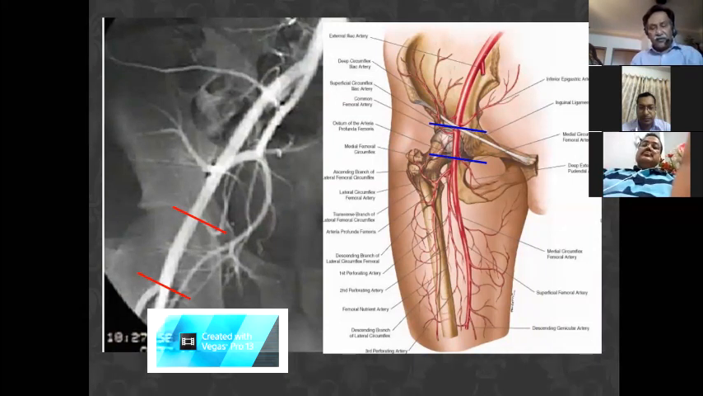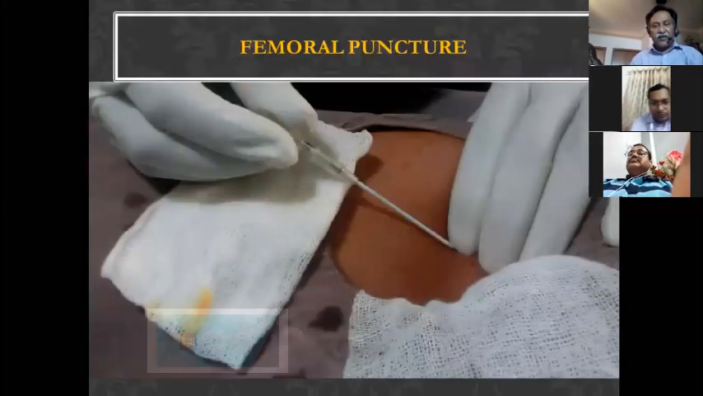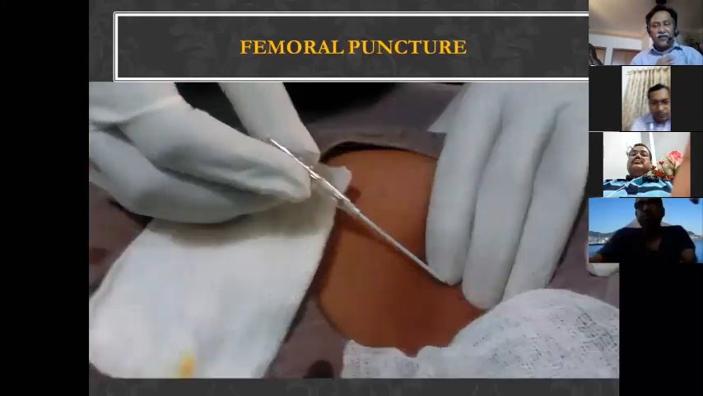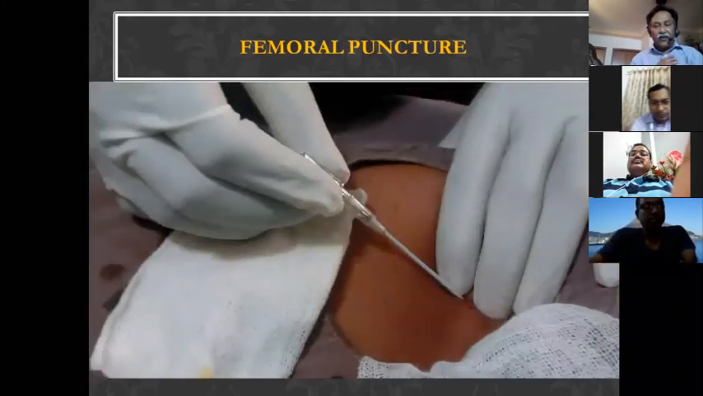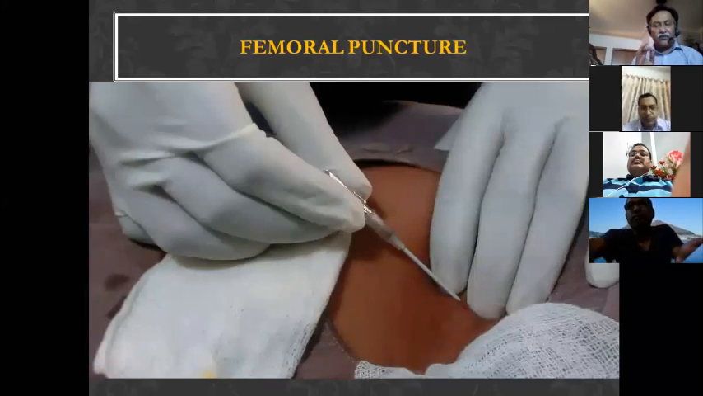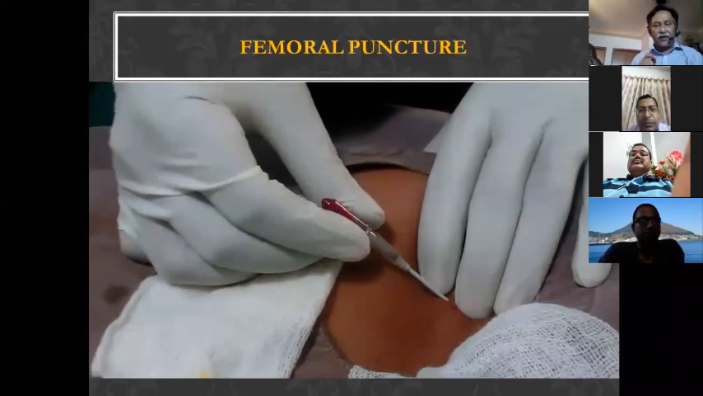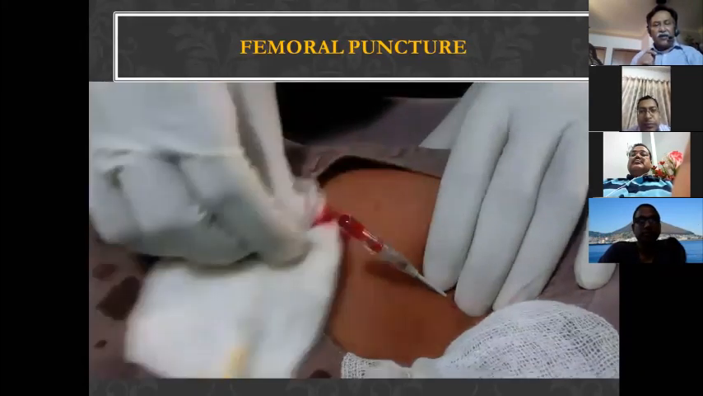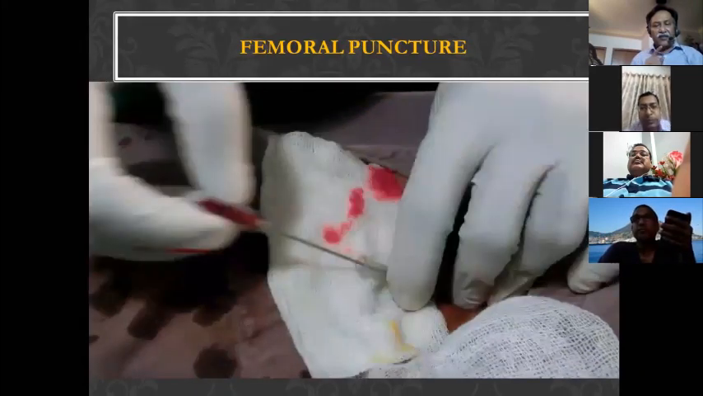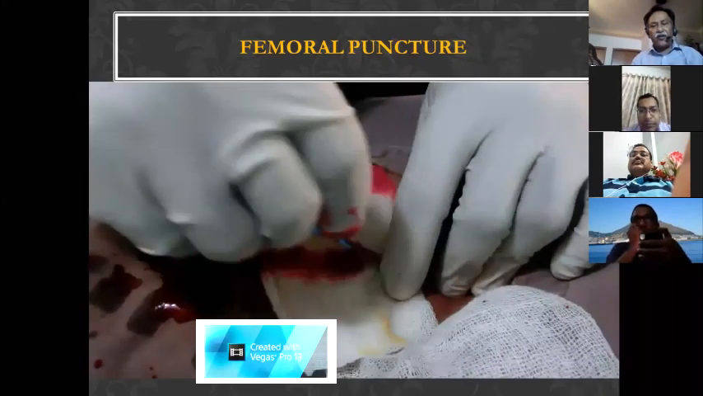This is the sinogram, and this is the procedure. After local anesthetic injection, you take an 18 gauge cannula and puncture the anterior wall straight away. Once the cannula is in the vessel lumen, there will be a jet of blood. When you remove the stylet, you see a jet of blood, meaning free flow of blood. Then introduce the short wire.